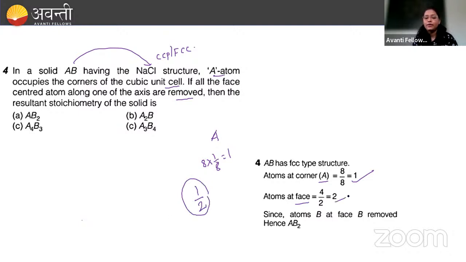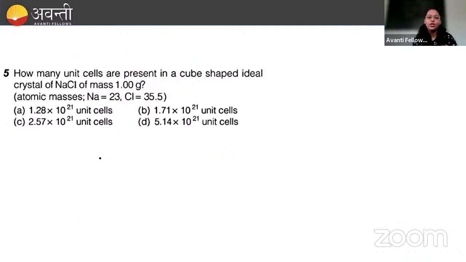So that's why here what will be the total atoms present? 2 atoms are present. So atom B are present at face, and 2B are removed from one axis in the given unit cell. That's why here 2B atoms are present with respect to one unit cell, and 1A atom is present with respect to one unit cell. Any doubt in this? So the answer will be what? AB2. Right, everyone? Yes.